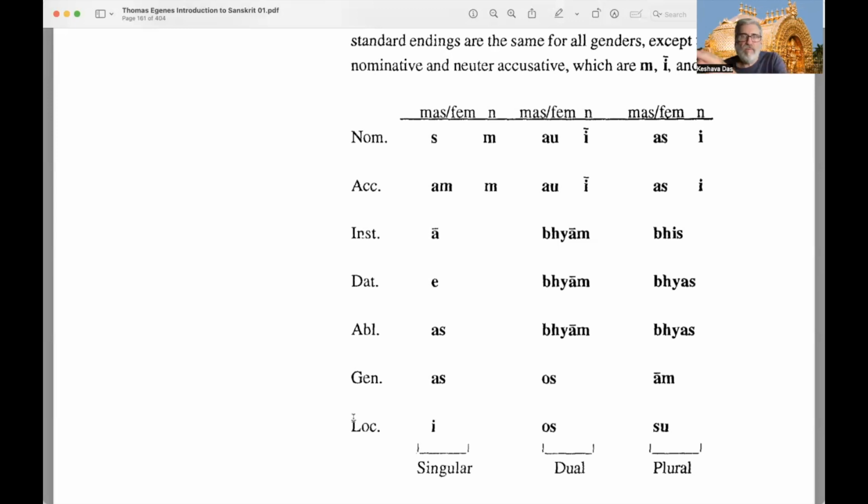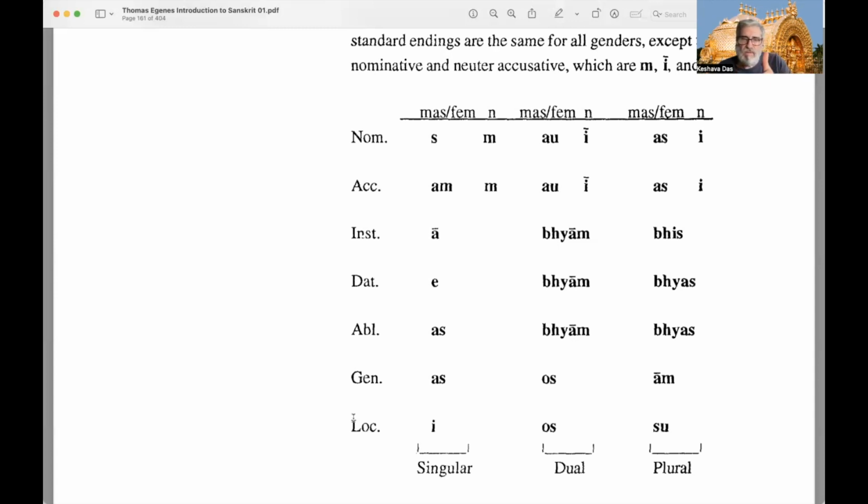So we have Krishnena, Krishnabhyam, Krishnaihi. Actually, that doesn't work like that. Okay, so bhis is there. E is the dative ending singular. Bhyam is the dual, and bhyas, which is going to become bhyaha, is the plural. Again, ablative: as, which is going to become aha, bhyam, and bhyas, which is going to become bhyaha. Genitive, or possessive case: as, os, and am, singular, dual, and plural.